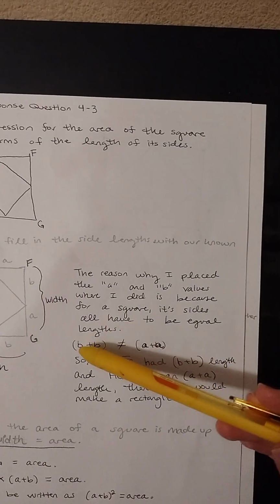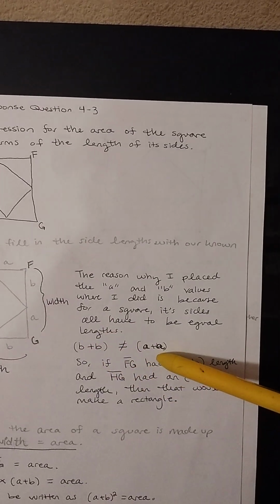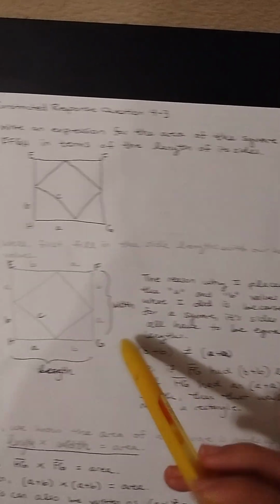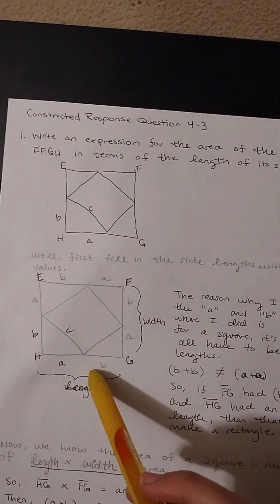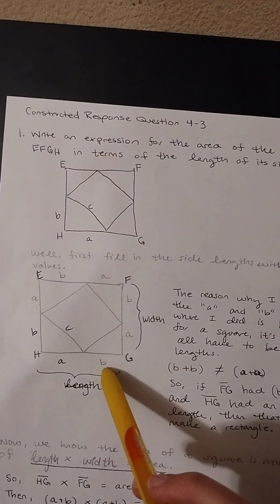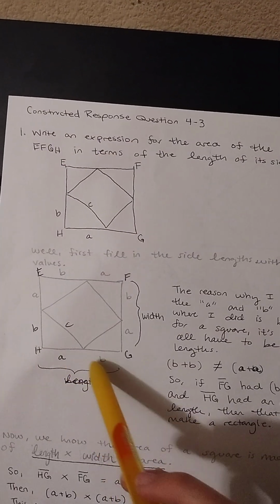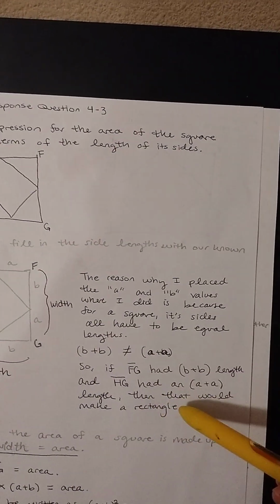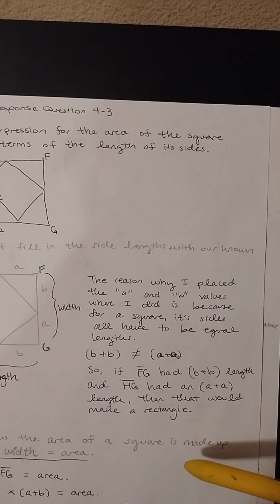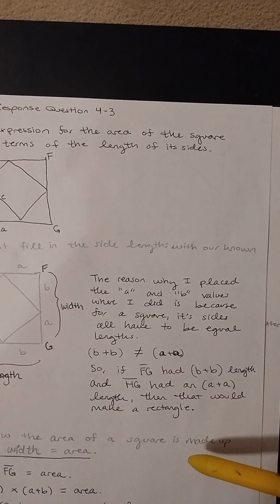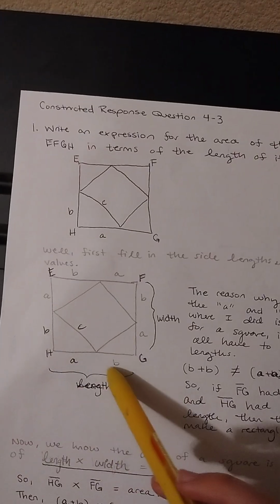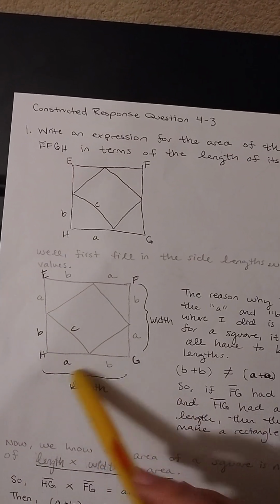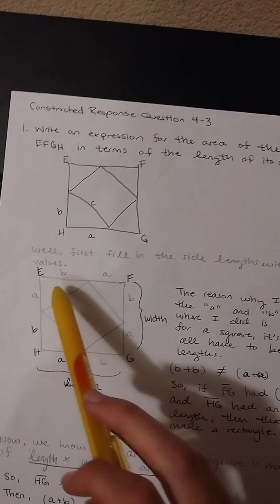So we can't have a B plus B equaling an A plus A. So if I were to put A right here where I put B, that would be A plus A and then B plus B, like I have written in this explanation. And that would not give us a square. That would give us a rectangle. So that is why I decided to make sure I have an A and a B placed like so.